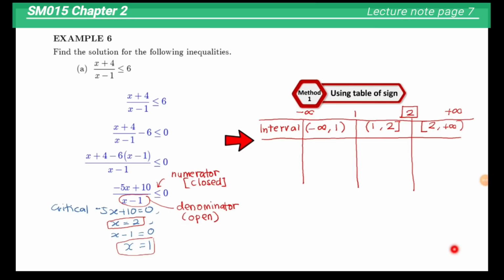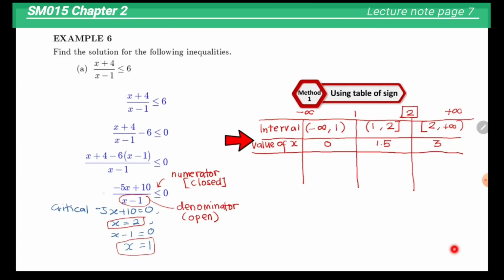Now for the second row, we need to fill in with a value of x. You can choose any value of x from our intervals. Let's say for the interval negative infinity up until 1, you can choose any number, but please remember that it is always useful to choose the number that is nearest to 1 in the interval. So I want to choose 0 for this one. For 1 up until 2, we want to choose 1.5. You can choose any number, remember, as long as it is in the interval. Now, for the interval 2 up until positive infinity, I want to choose 3.